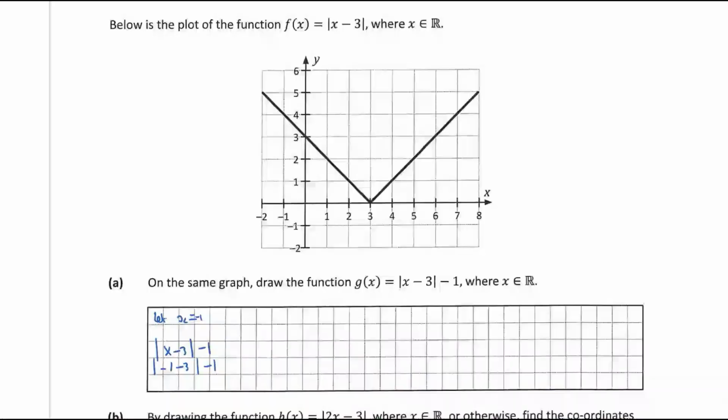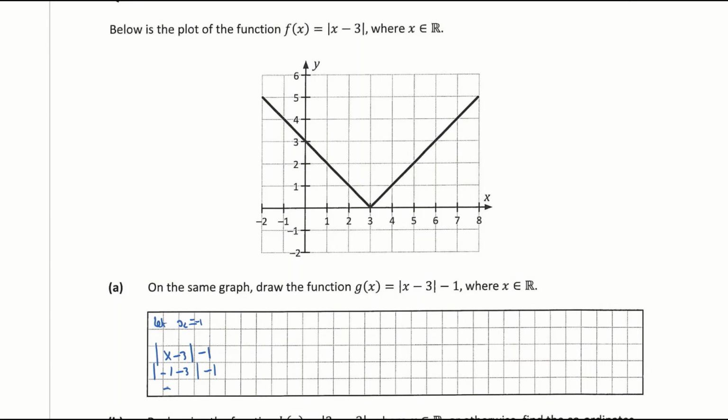-1 minus 3 is giving me -4 modulus. Then I'm going to subtract 1. But the modulus of -4 is +4, and subtracting 1 gives 3. So my first coordinate, when x is -1, my point is -1, 3. Plotting that, I'm getting a coordinate here.